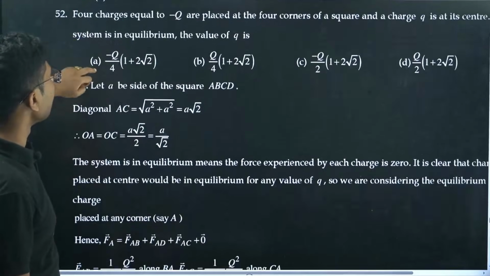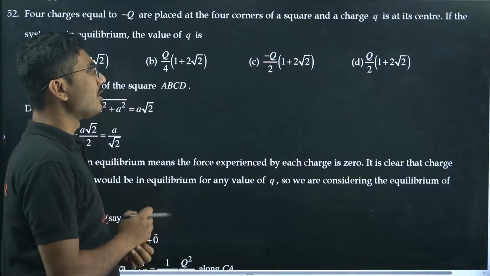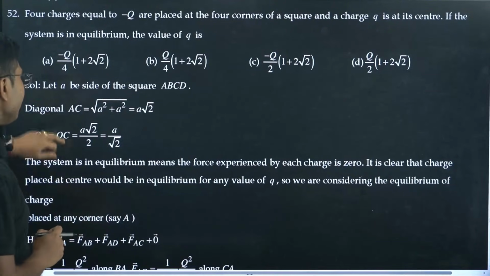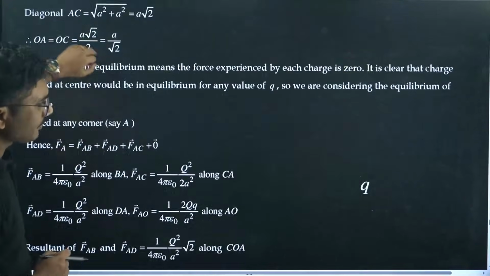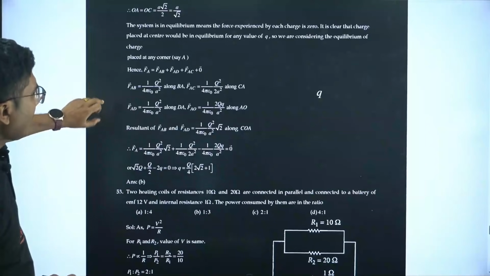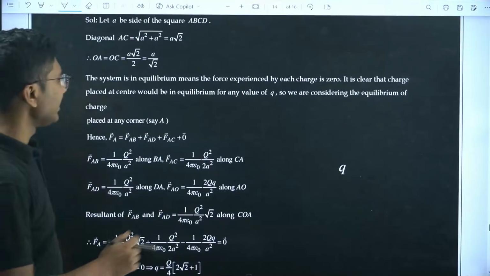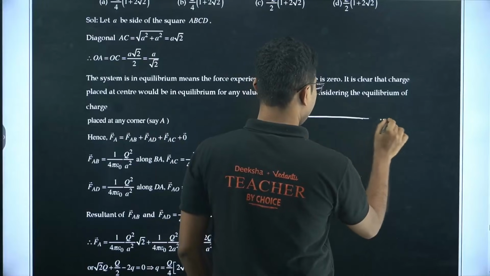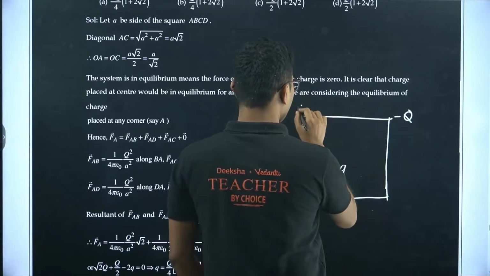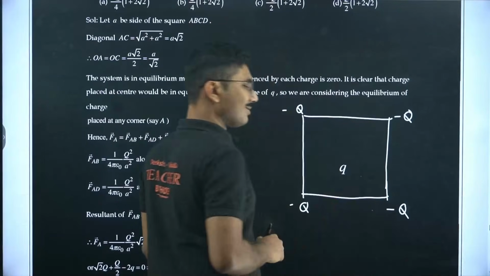4 charges equal to minus q are placed at the 4 corners of a square and the charge small q is placed at its center. If the system is in equilibrium, the value of q is. This is a slightly tricky question. I think the diagram is somehow missing. We have a square with minus q at the corners, and there is a central charge q.